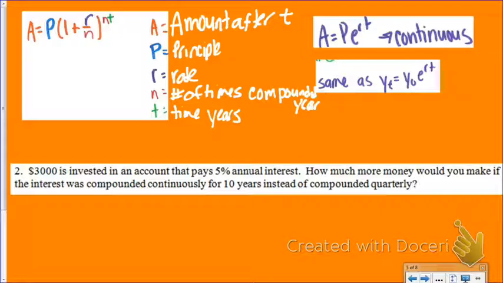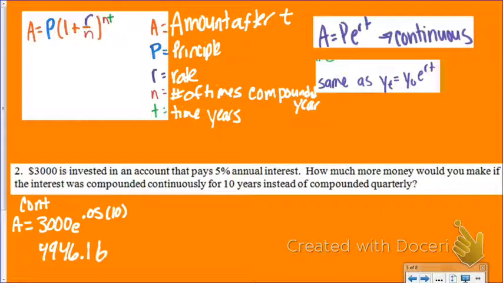So let's do continuously first. So that's going to be my A equals P E to the R T formula. So the amount after time I don't know, that's my variable. The principal is the starting amount, that's 3,000. E is E. My rate here is 0.05 because I have to write it as a decimal. And then times T, which is going to be 10. And what's nice about this is I don't have any algebra I really have to do to get my variable isolated. It's already by itself. So just make sure you get this typed in your calculator correctly. And after 10 years, you're going to have $4,946.16.